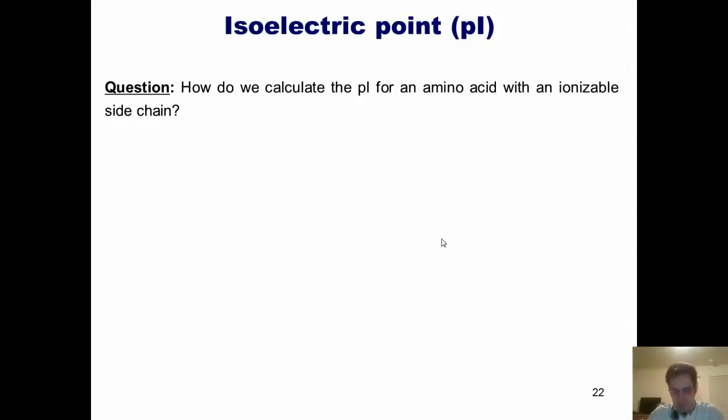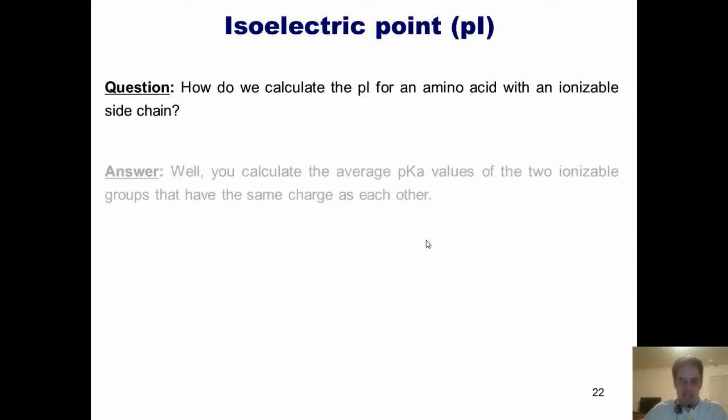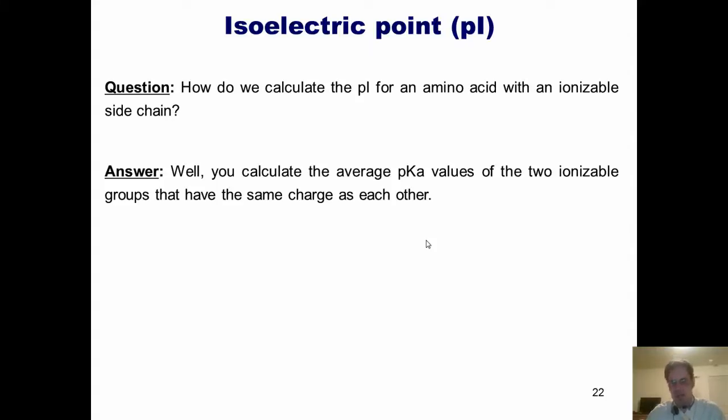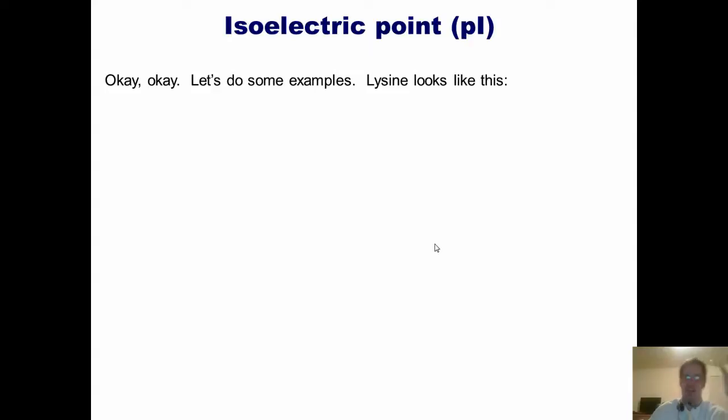Now we arrive at the magical question, issued really by me, but hopefully also by you, my nebulous internet student. How do we calculate the pI for an amino acid with an ionizable side chain? What's the answer? Well, you calculate the average pKa values of the two ionizable groups that have the same charge as each other, obviously. Now I assume that if you're like me, you're probably right now looking at this statement and thinking, what? Okay. Let's do some examples to hopefully solidify this.